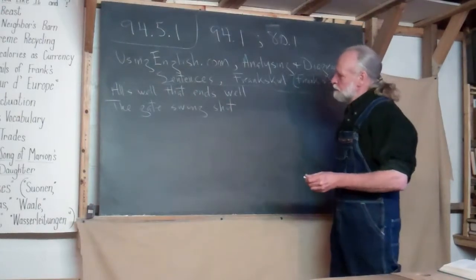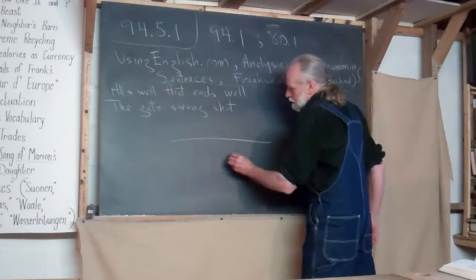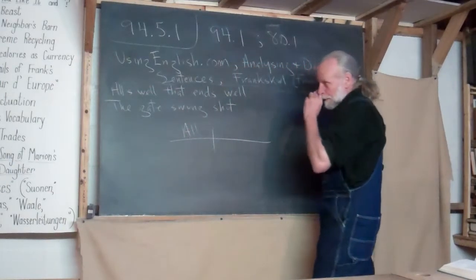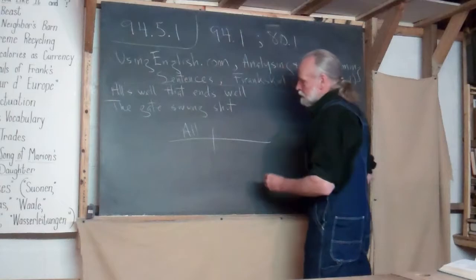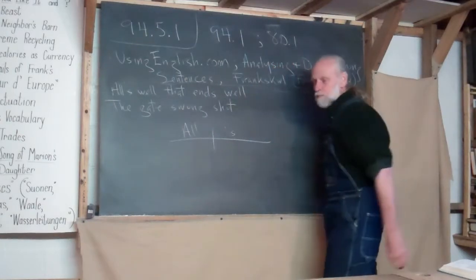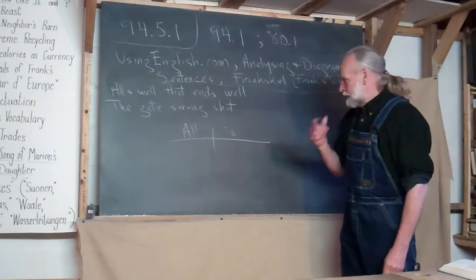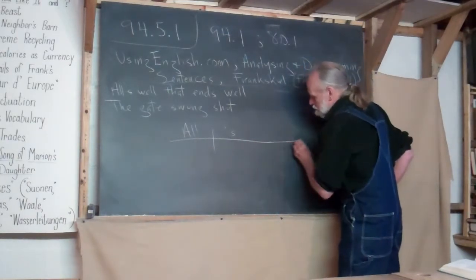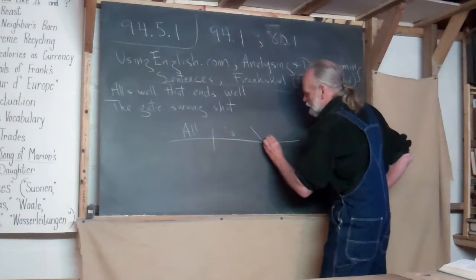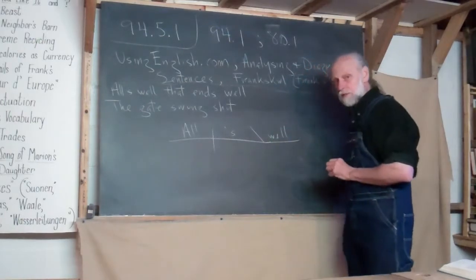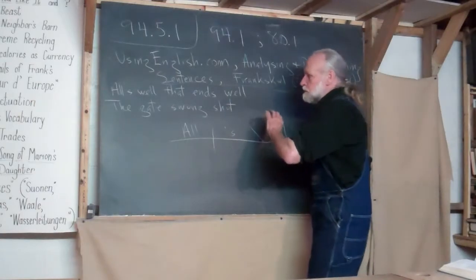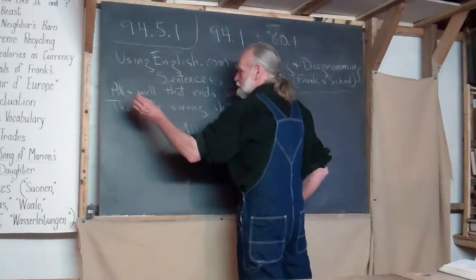All's well that ends well. Well, Reed-Kellogg would do it like this. All is the subject. You capitalize it because it starts there. There's the simple predicate, is. And well is the predicate adjective. So you put a sloped line. Well, it's an adjective here. Well can be an adjective. All's well. That is the independent clause, the main clause.